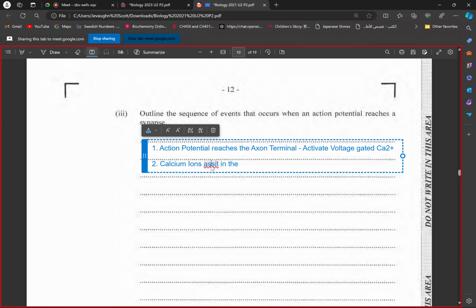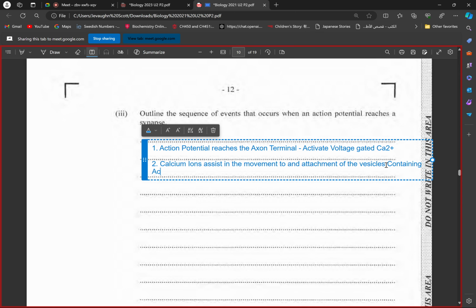What do they do? What do they assist in? The movement of vesicles towards the cleft. The movement of the vesicles, movement to and attachment of the vesicles. What do the vesicles contain? Acetylcholine. What is acetylcholine? Well, it is the neurotransmitter.